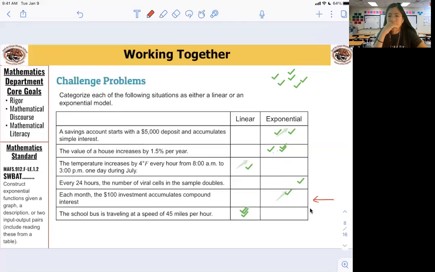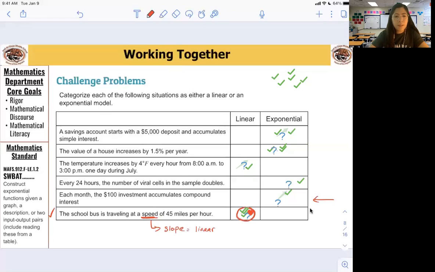If you're not sure, okay, let me give it away. So I'll go from bottom up. Okay, bottom one. The school bus is traveling at 45 miles per hour. Yeah, that's definitely linear. That's good. Speed is the same as slope, which is linear.